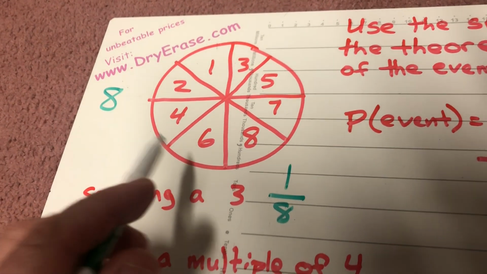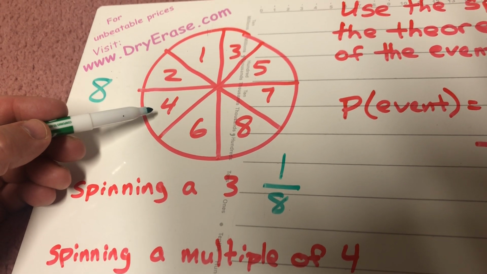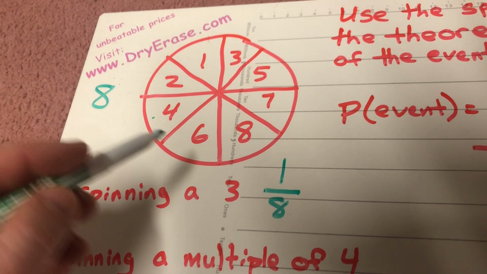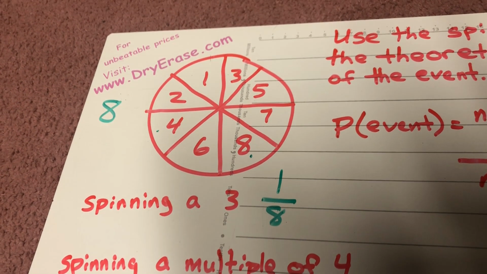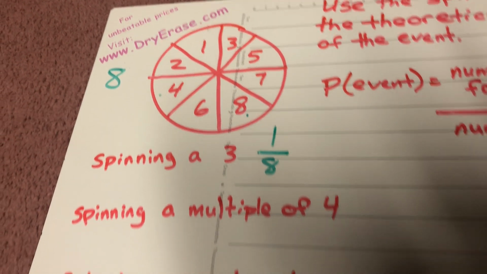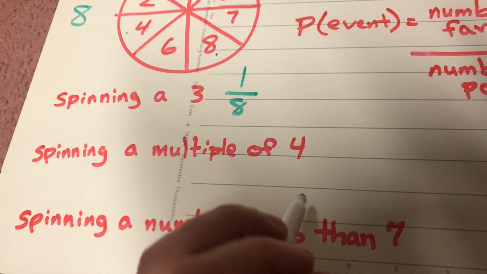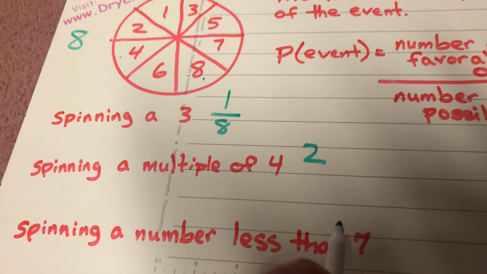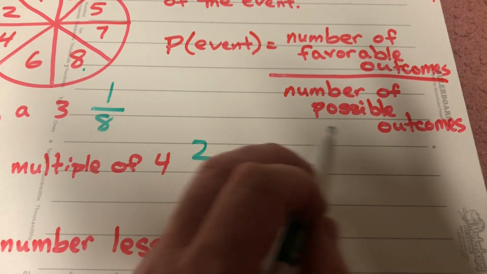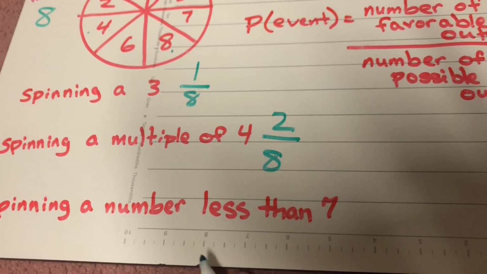So I go to my spinner, and I'm looking for multiples of 4. Well, here's 4, because 4 times 1 is 4. That's 1 right there. 4 times 2 is 8, so that's another one right there. But there are no more. So there are 2 favorable outcomes. A 4 and an 8 are both multiples of 4. But there are 8 possible outcomes.